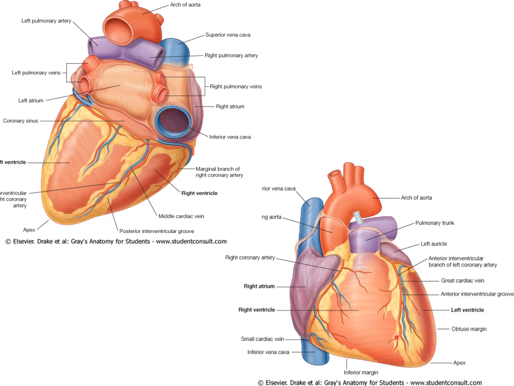Now the left border. Here you can see the left border. The left border is an ill-defined convex border separating the sternocostal surface from the left surface. It extends from the left auricle to the apex of the heart, with convexity directed upward and to the left. The border is accompanied by the marginal branch of the left coronary artery. So these are the three borders. First is the right border, this one is the inferior border, this one is the left border.